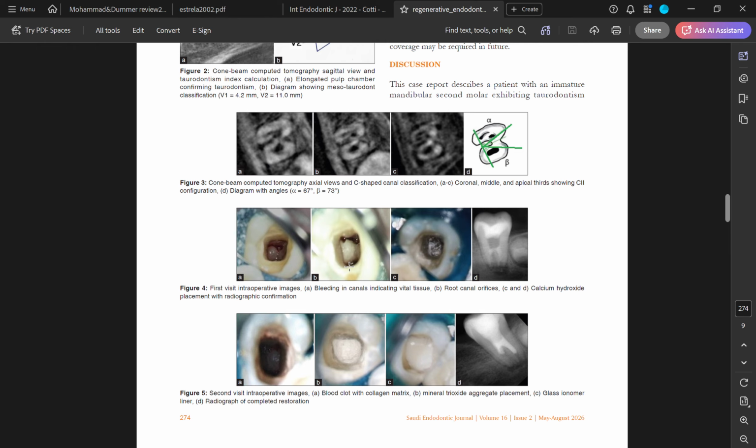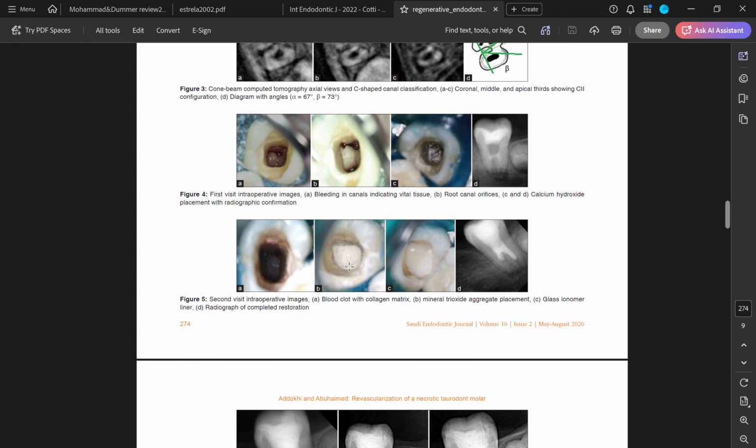Two weeks later, at the second visit, when the patient was asymptomatic, the canal was irrigated with EDTA to promote stem cell attachment and release of growth factors from the dentine. Bleeding was induced beyond the apex to create a blood clot scaffold, and a collagen plug or collagen matrix was placed over the blood clot. That was followed by MTA placement and a GIC liner, and finally the final restorative material, which is composite.